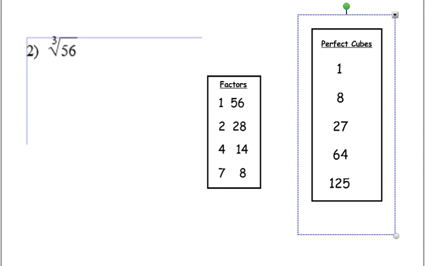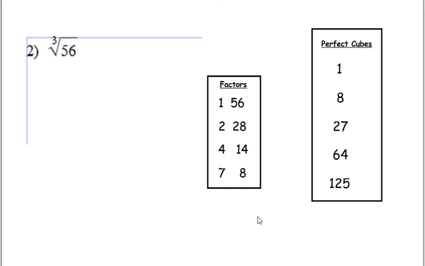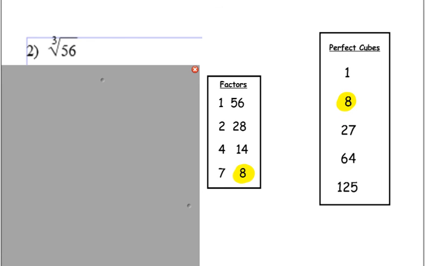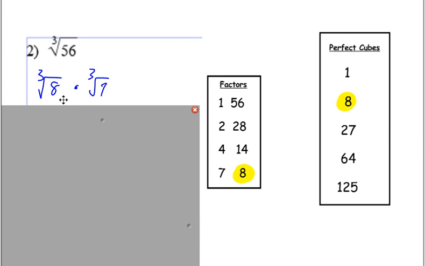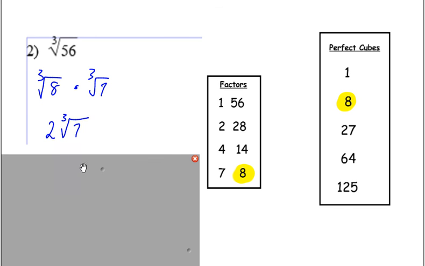We'll go back up to number 2, the cube root of 56. Well, first let's look at the factors of 56: 1 and 56, 2 and 28, 4 and 14, and 7 and 8. Are any of the factors of 56 a perfect cube? 8 is a factor of 56, and 8 is a perfect cube. So now I can rewrite and simplify: the cube root of 8 times the cube root of 7. The cube root of 8 is 2. So the cube root of 56 simplifies to 2 cube roots of 7.